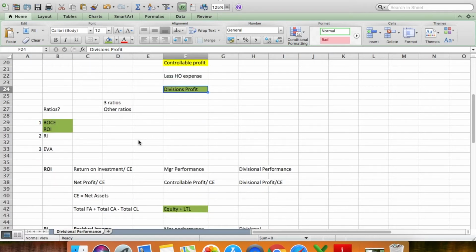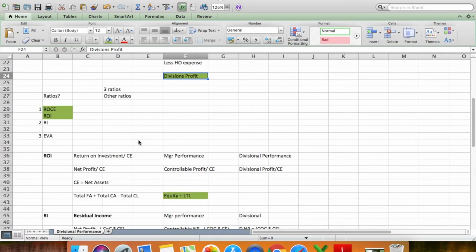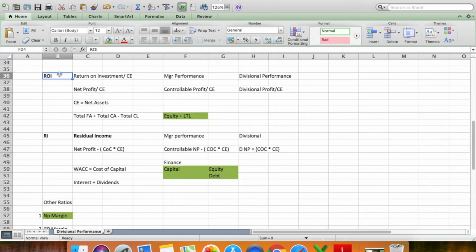Now, to calculate the ratios, or to see what kind of divisional performance tools can be used, we have two major ratios written here: return on investment and residual income. Let's look at return on investment first. Return on investment gives you the formula net profit divided by capital employed. Capital employed is basically, in other words, net assets. Net assets can be calculated by using the formula total fixed assets plus current assets minus current liabilities, or the other side of the balance sheet, which is equity plus long-term liabilities.